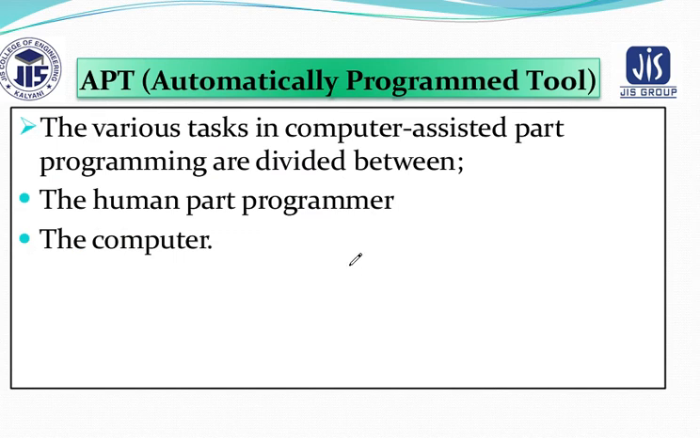Now, if I talk about the APT, then the various tasks in computer assisted part programming are divided between the human part programmer and of course the computer. The task has been divided between them because the human part programmer is basically writing the English statement and the computer is translating or converting this language to the machine language with the help of the machine control unit.